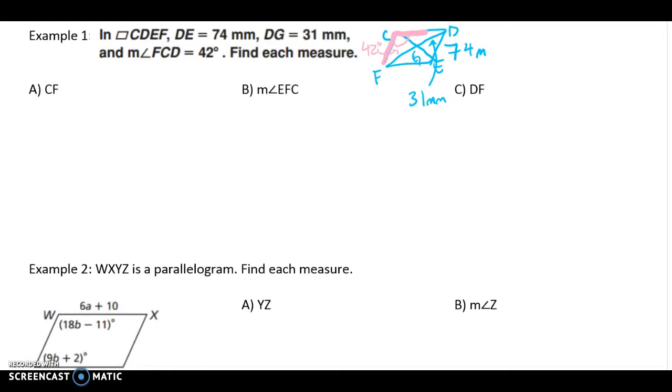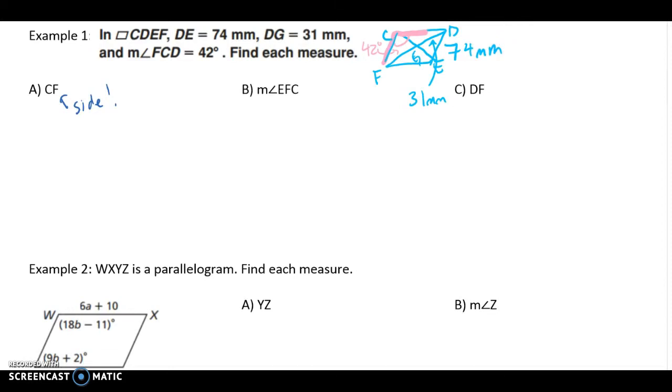Okay, so let's think about CF and its relation to other sides. Remember, CF, this is a side. Please, please don't tell me CF is 42 degrees. Remember, degrees are angles, sides are like meters, millimeters, inches, etc. And I realized I forgot the other M here. Okay, so CF, what is it related to?